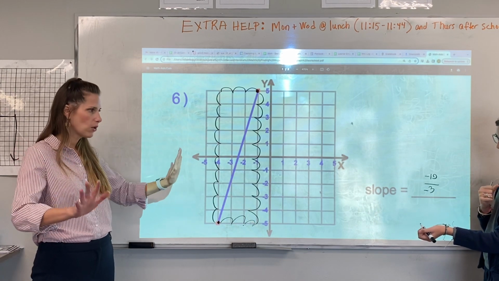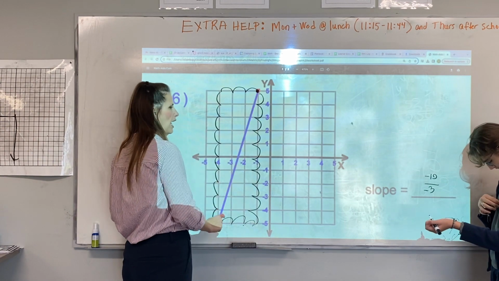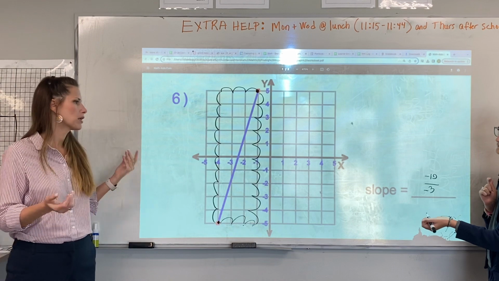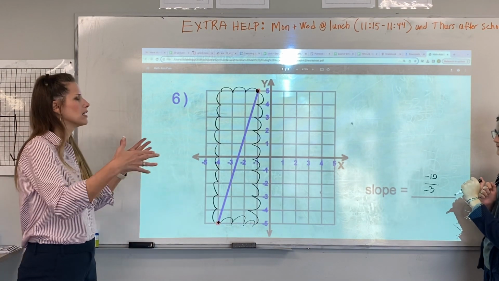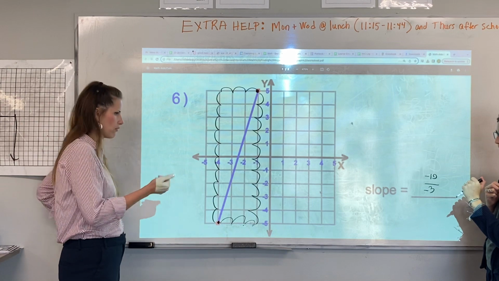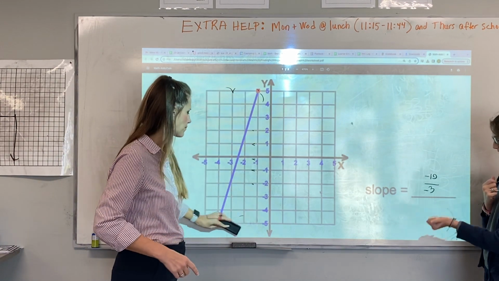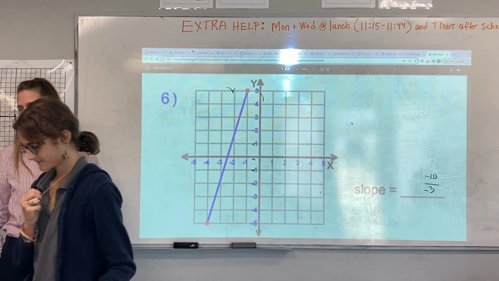So I'm just letting you guys know that it's actually okay to go from the left to the right as long as you acknowledge positives and negatives appropriately. So negative 10 over negative 3 is correct. Simplified, it would be positive 10 over 3, which is what we got from doing it this way. So we're good. Good job. All right.